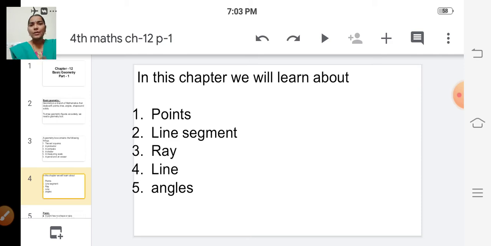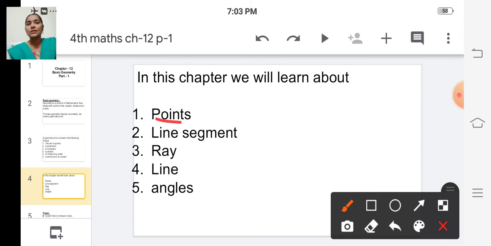What do you mean by point? First one, points, isn't it? What do you mean by point? So it's just a dot on a plain paper, isn't it? And it has no size, because it has no length or breadth. It's just a dot on a blank paper.